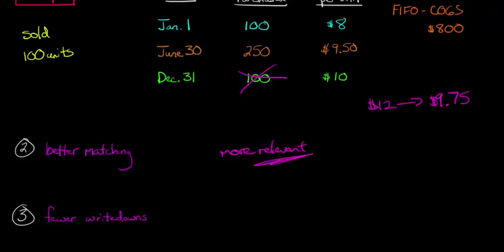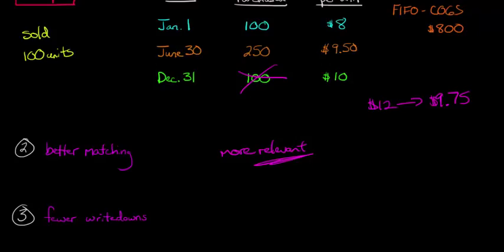Now, if we're using LIFO, when we look at what our inventory is valued at, we've got 100 units on the books at $8 a unit, 250 units at $9.50 a unit. And $9.75 is still higher than those values. So we don't have to write down our inventory if we're using LIFO, because even though there was a price decline from $12 to $9.75, we don't have an issue.